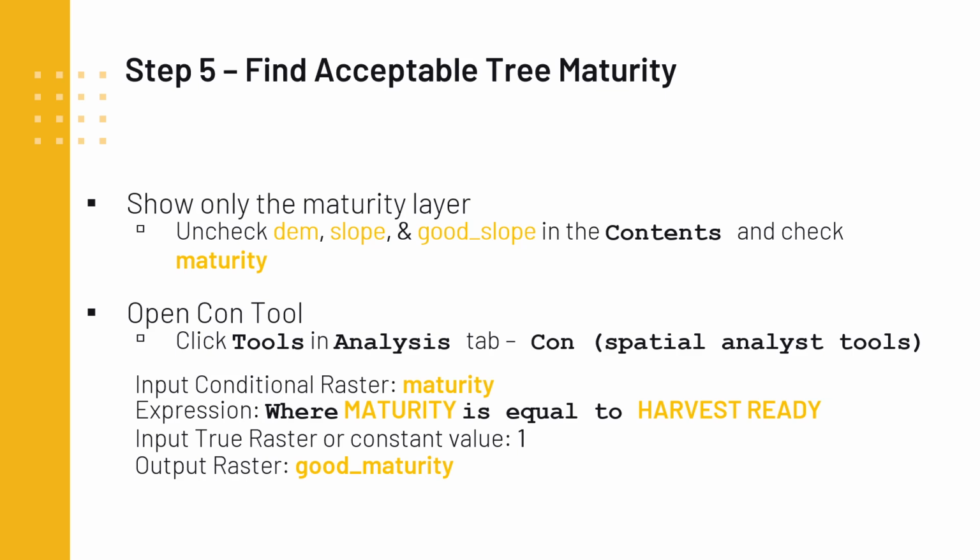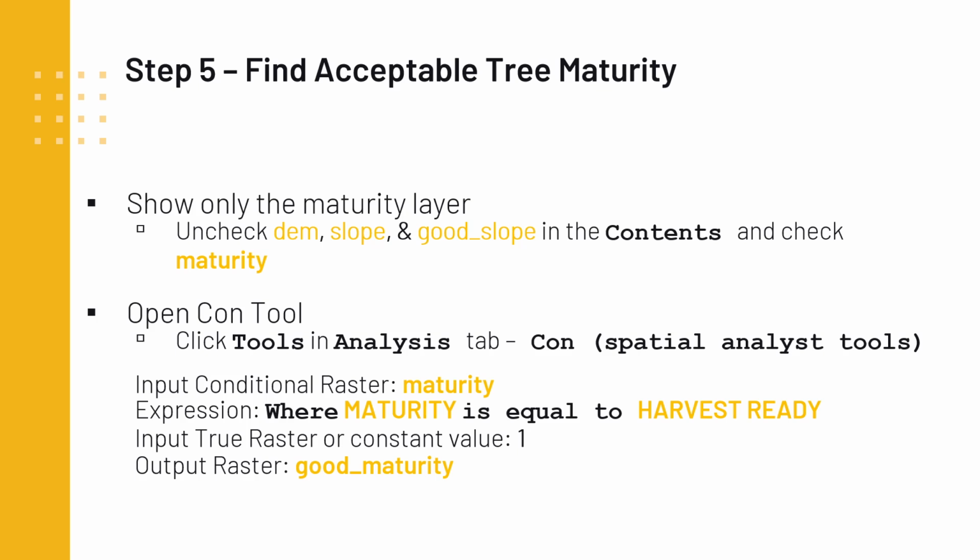Next, we're going to open the con tool. In the last criteria, we used the raster calculator, which has a number of tools you can apply. But the con tool is also a separate tool that you can run. To find this tool, you're going to go to Tools in the Analysis tab, and you're going to search for Con, in the Spatial Analyst tools.